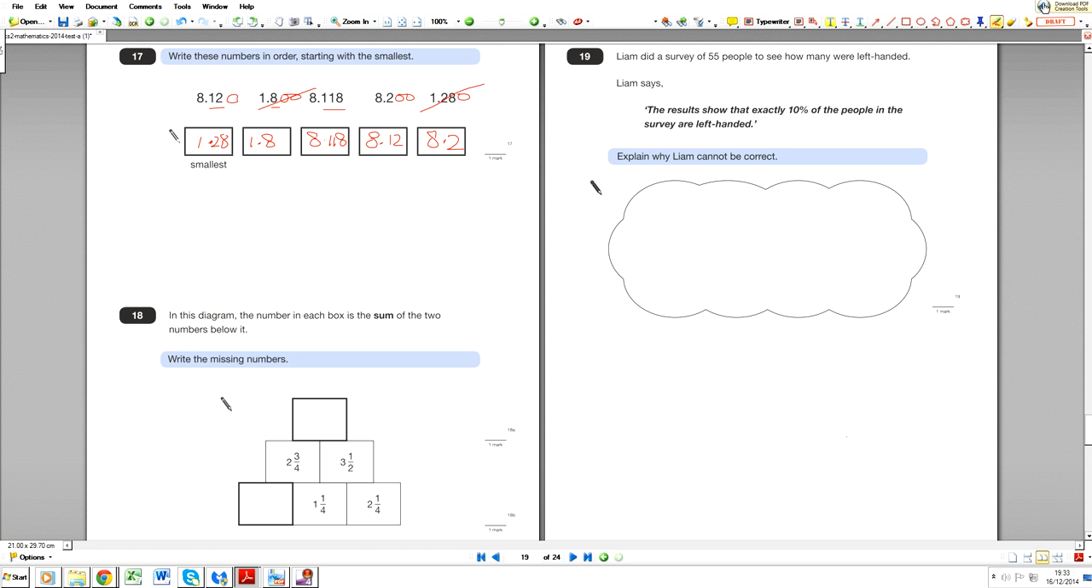So the first one is 1.28, then 1.8, 8.118, 8.12, 8.2. Lovely, beautiful. Let's move on to the next question. Question number 18 now.